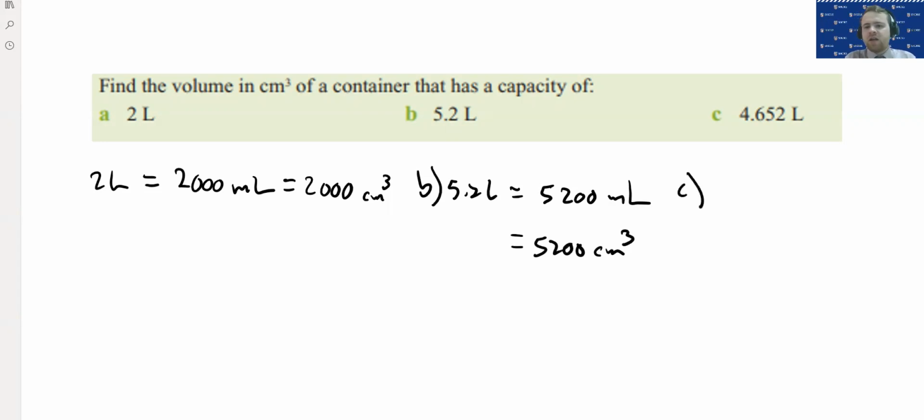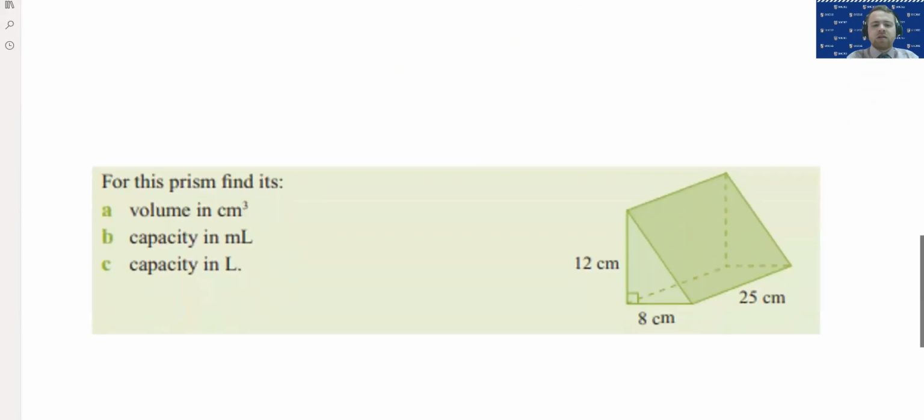And then finally 4.652 liters is going to be 4,652 milliliters, which is then going to be 4,652 centimeters cubed. So we'll first go from liters to milliliters, and then we can do the 1-to-1 comparison. Okay, let's look at these final questions.